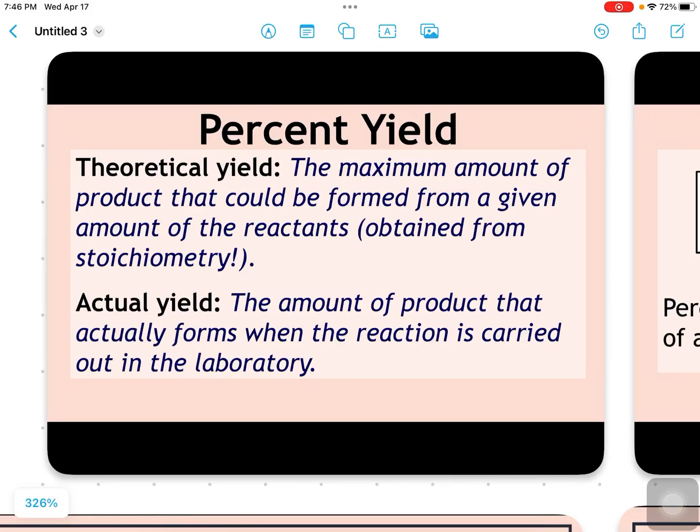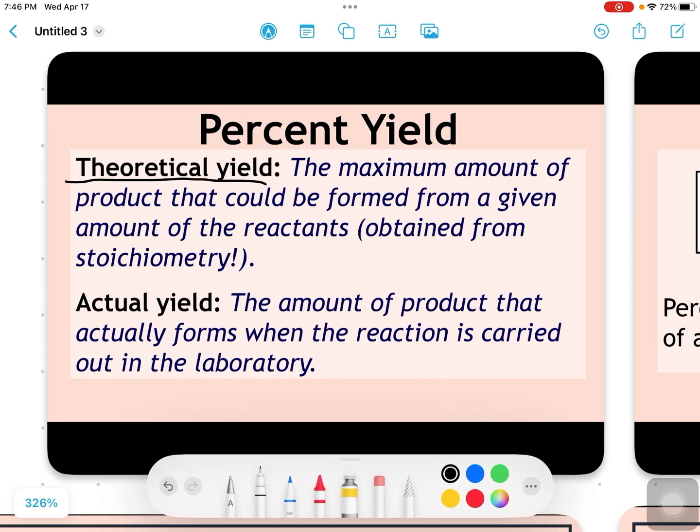Hello, everybody. So today we're going to talk about percent yield, which is the last section of our stoichiometry notes. So with percent yield, what we're talking about is the efficiency of a reaction carried out in a lab. So how well is a reaction occurring in the lab based off its theoretical and actual yield?